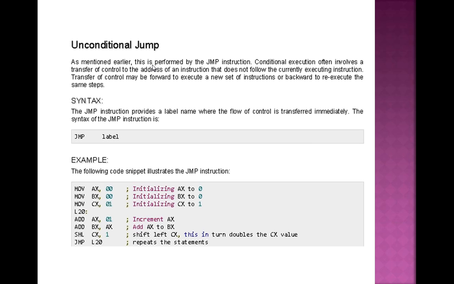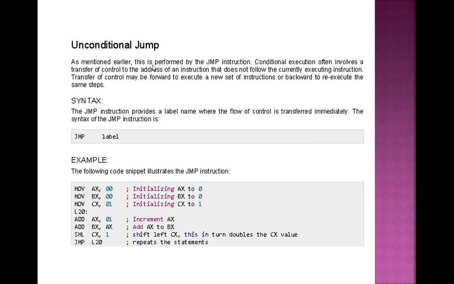Next, the next figure shows the example. First of all, MOV AX, 0. That is initializing the value of AX to 0. Then MOV BX, 0. Then MOV CX, 1. So these are the initialization steps, done by the move instruction or move operation.